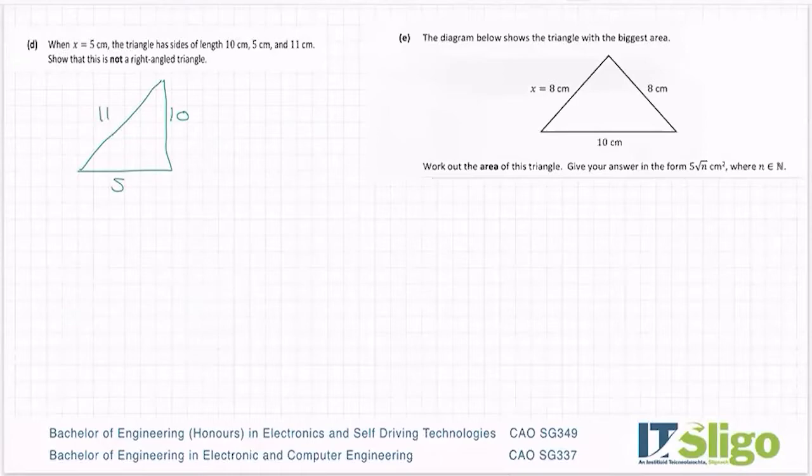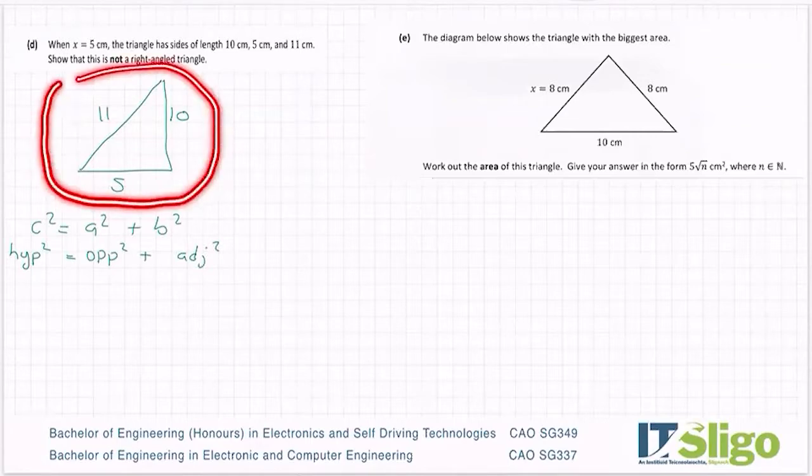So when x is 5, the triangle has sides 10, 5, and 11. Show that this is not a right-angled triangle. The easiest way of showing something is right-angled is using Pythagoras' theorem. We would have done this in trig. Remember Pythagoras' theorem: c squared is equal to a squared plus b squared, where c is your hypotenuse and a and b are the other two sides, and it doesn't matter which is opposite and which is adjacent. So how do I know which one could potentially be the hypotenuse in a triangle?